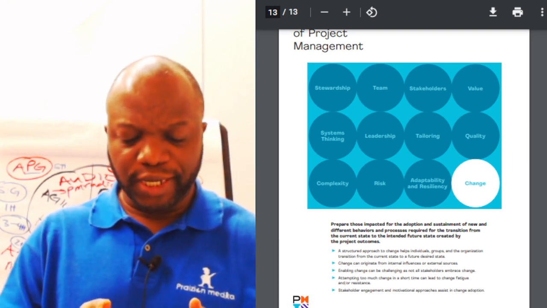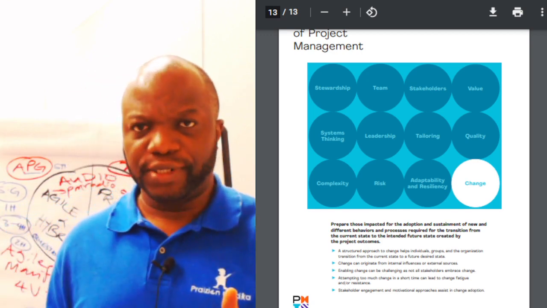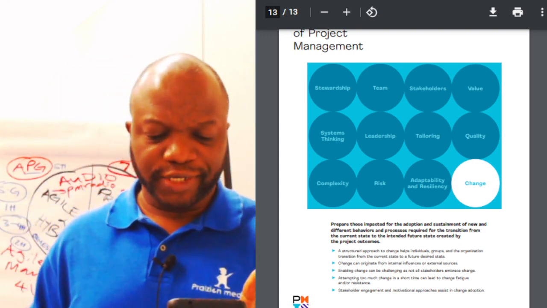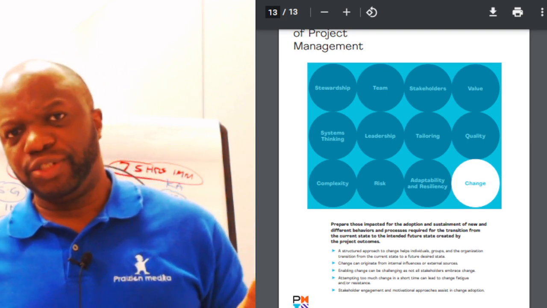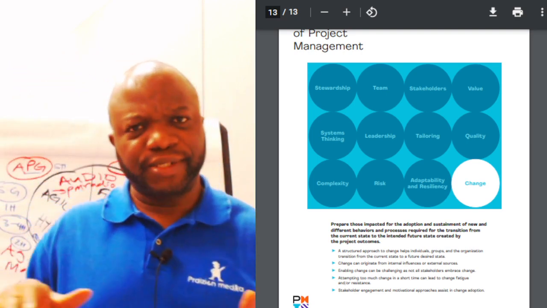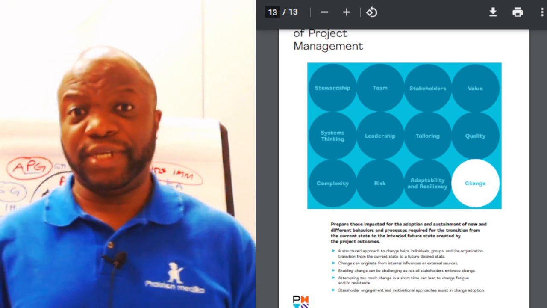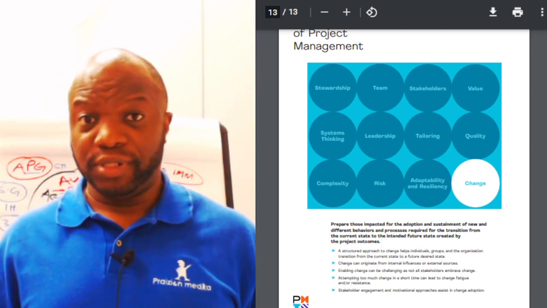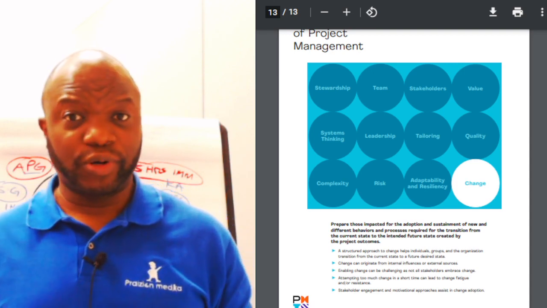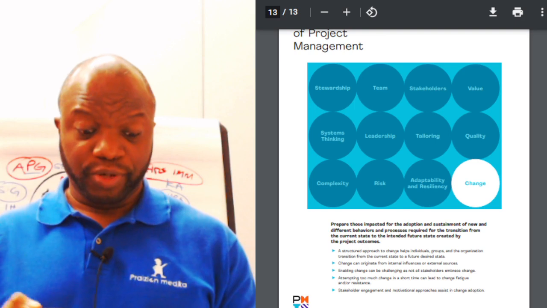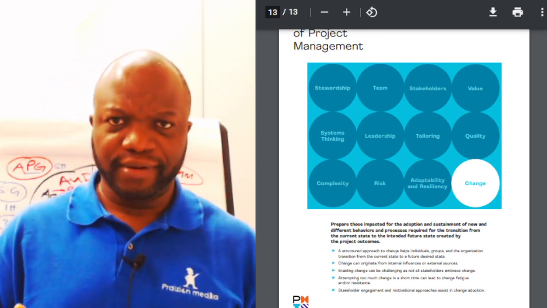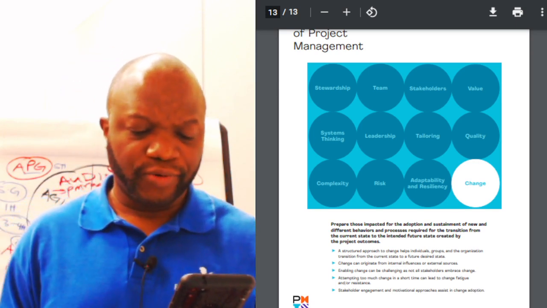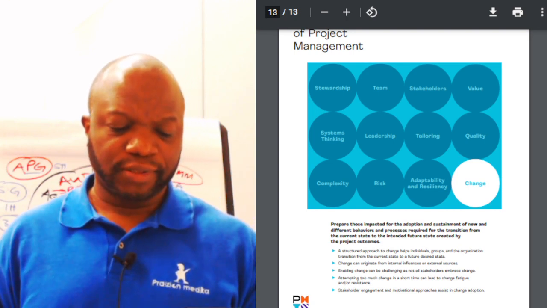It says, a structured approach to change helps individuals, groups, and the organization to move from their current state to a desired future state in an organization transition. So you see, this is not the change to documents or plans that we're talking about. That's smaller scale change. This is bigger, higher stakes change. And as a PMP, the mindset needs to be, my project could very well impact an entire firm, an entire business unit, an entire country, the world. You need to be thinking at a higher level, and you need to be responsible to bring change in a humane and mindful way. It says, change can originate from internal influences or external sources.